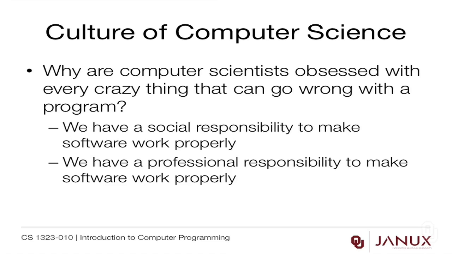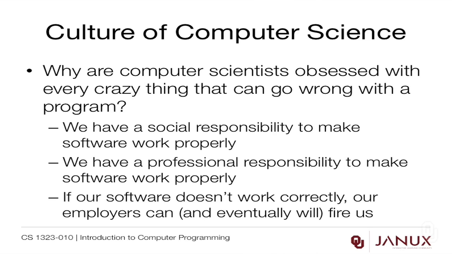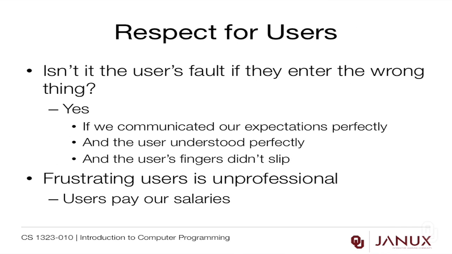So it's very important that we have a social responsibility to the people who use our software to make sure it works properly. But beyond that, we also have a professional responsibility to make sure that our software works properly. So getting things exactly perfect is part of our way of expressing who we are as professionals. What's more, if our software doesn't work correctly, employers will eventually fire us. And so that's a good motivation too.